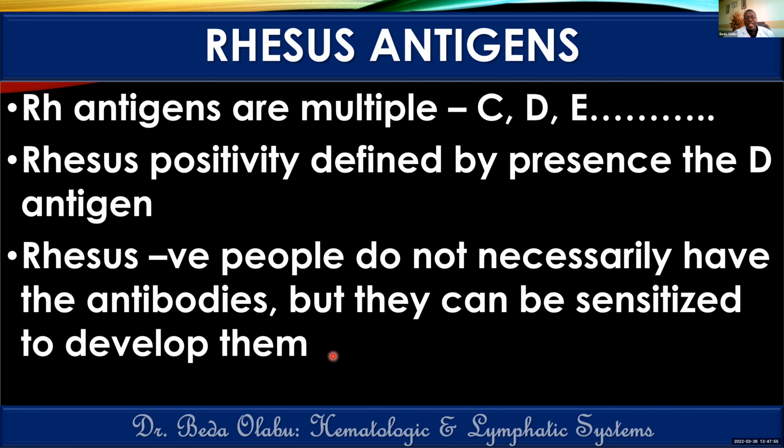This woman who is Rhesus negative may be sensitized to develop antibodies against the D antigen. If indeed she develops the antibodies against the D antigen during pregnancy, those antibodies can cross the placenta and attack the red blood cells of the fetus who is Rhesus positive. And so the red blood cells of the fetus are going to undergo breakdown, hemolysis. It's going to give you hemolytic disease of the newborn.